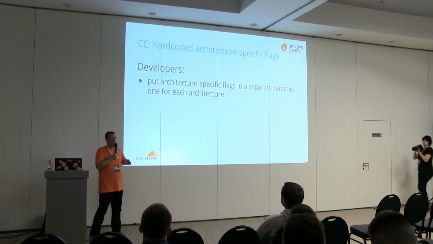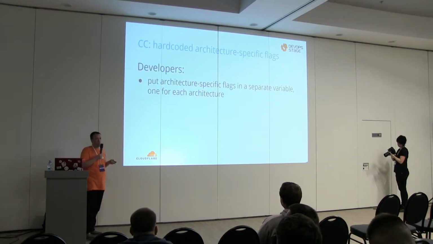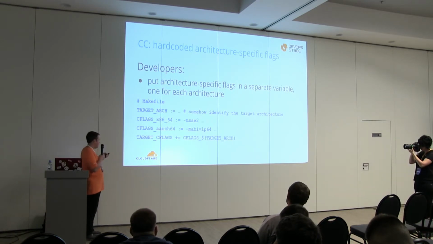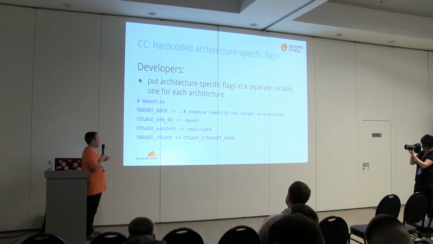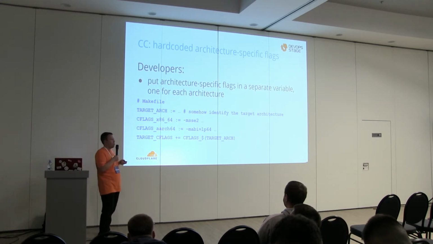If you're developing projects from scratch and you want to have a build system which is cross-compiler friendly, always put architecture-specific flags in a separate variable, and you should have one variable for each architecture. So something like this: you have CFLAGS for x86, you have CFLAGS for ARM, and then when you compile your project, you generate the CFLAGS depending on which architecture you're requesting it to compile for.